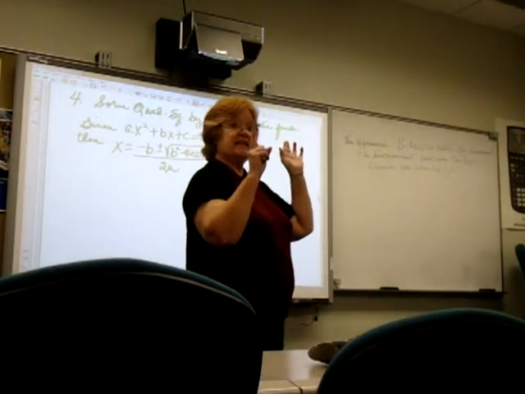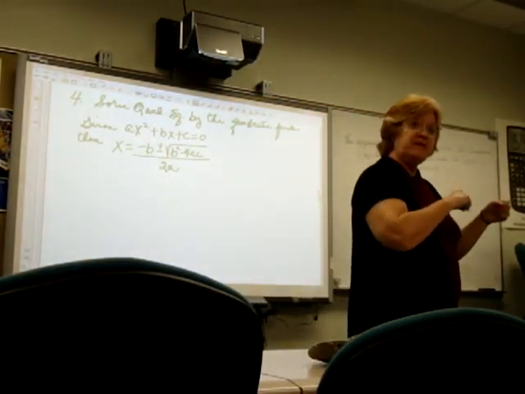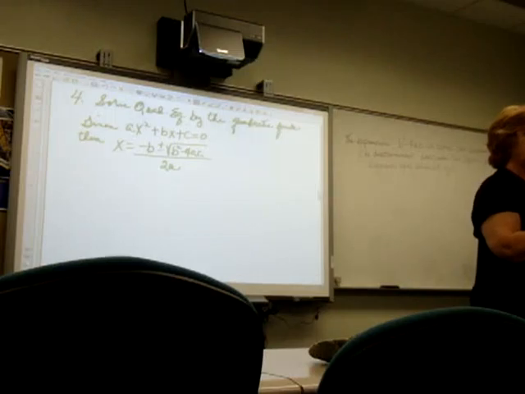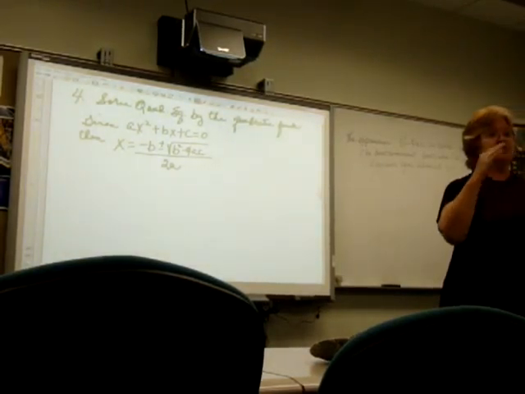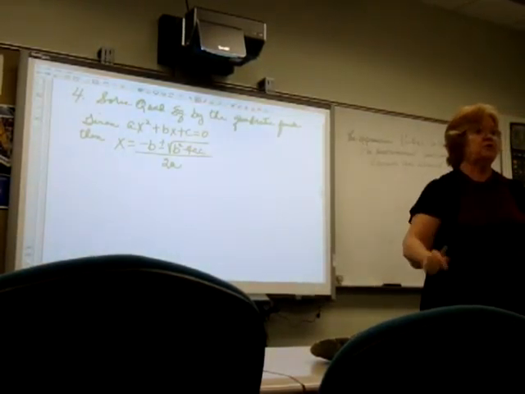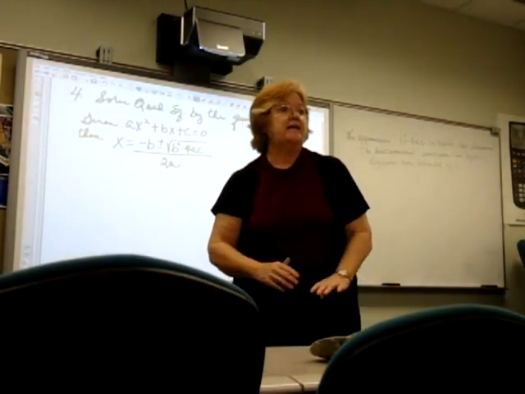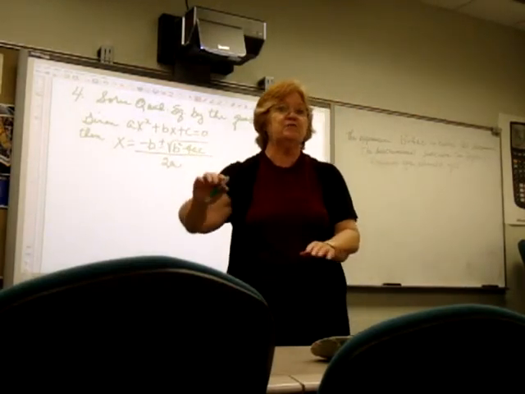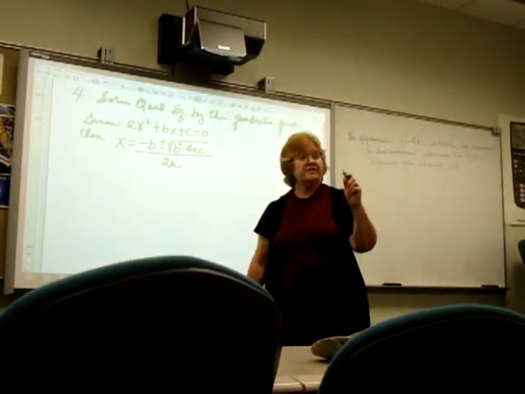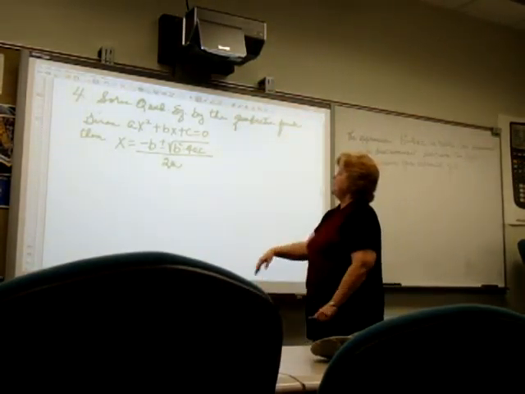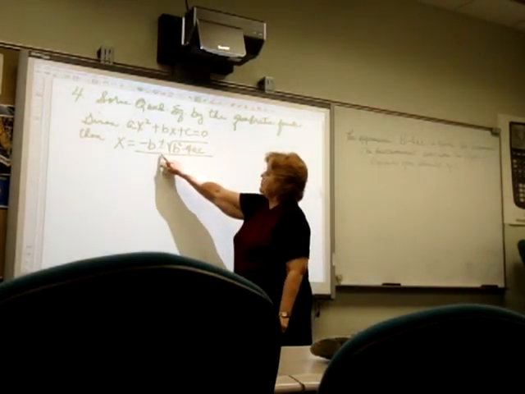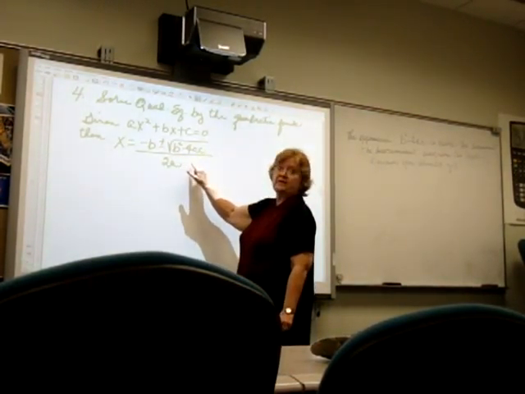The b. Now notice I didn't say negative, because b itself might be a negative. It's equal to the opposite of b, plus or minus the square root. Under that square root, you've got b squared minus 4 times a times c. Now that whole thing is over 2a. So you need to be very, very careful that you don't just stop right here and write the 2a.